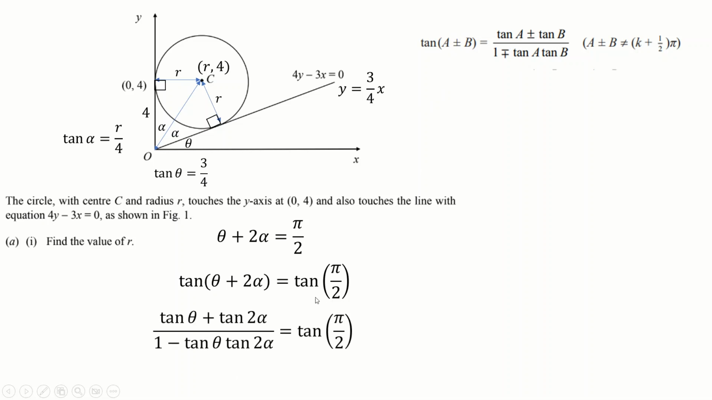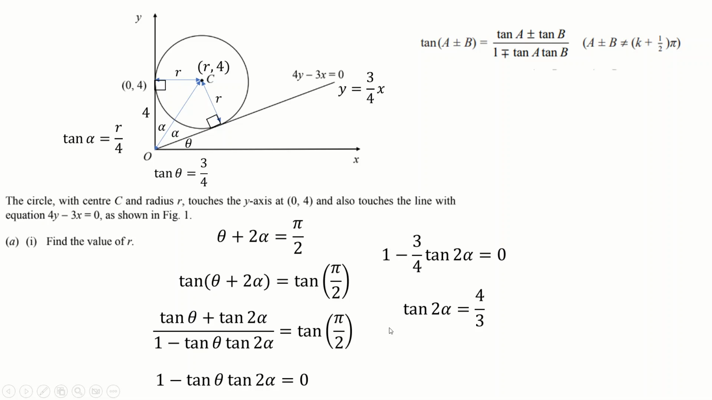and I'll get this. And now, like I said, tan pi over 2 is undefined, but what that really means is that the denominator of this fraction is 0. Like the way to make this undefined is to try and divide by 0. So I think that this thing needs to be 0. Which I can obviously rearrange. Well, I know tan theta is 3/4, remember, from here, so I can put in 3/4 there. Then I can do some rearranging.